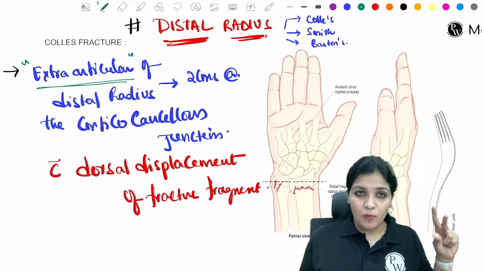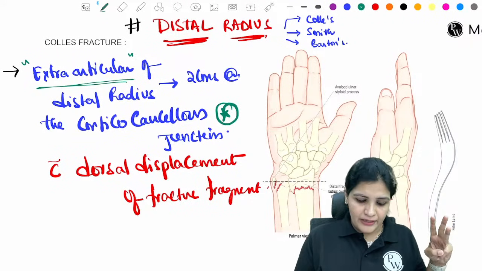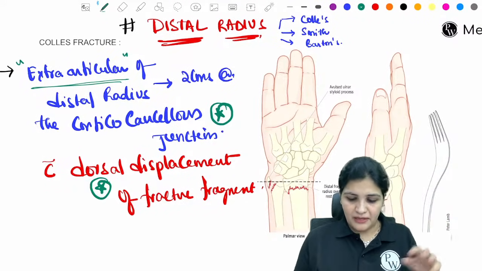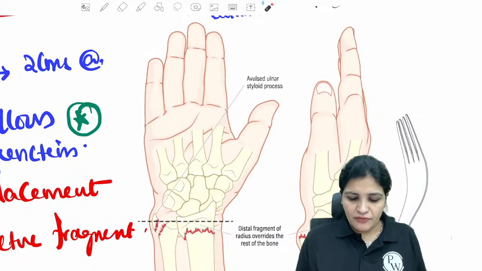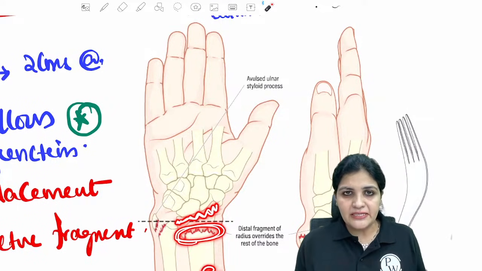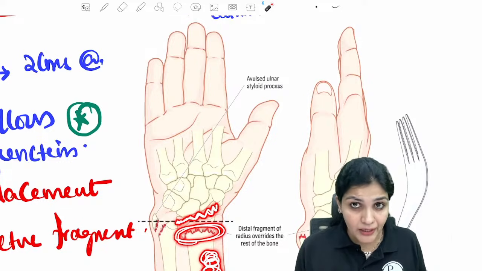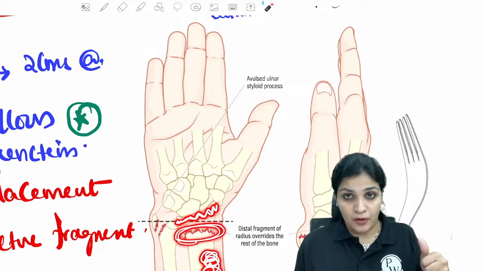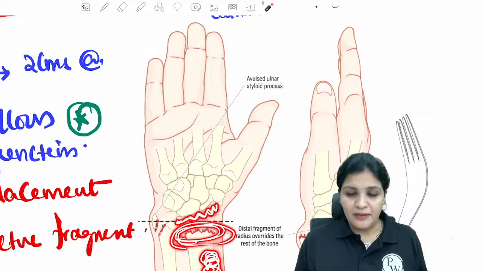And the second point, what I told you, this is at the corticocancellous junction. And the third point, this is the dorsal displacement. Now come here and see all the 3 points. First, the corticocancellous junction. This is the cancellous bone, and this is the cortical bone. Cancellous bone is weak, cortical bone is strong. Whenever there is a transition from strong to weak, that becomes the weakest point.